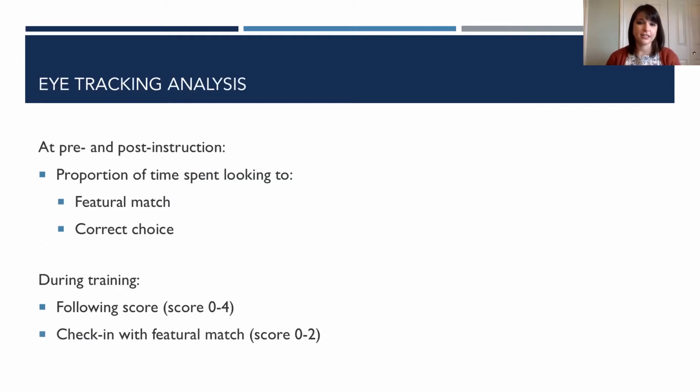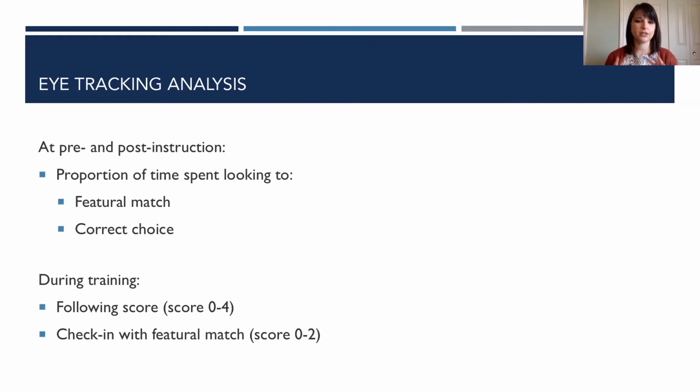So in our eye tracking analyses, we focused on a few different measures. At pre and post instruction, we focus on proportion of time spent looking to two different areas of interest, two items within the scenes, that being that featural match and the correct choice. And then at training, we assess visual attention in two different ways. First, because previous work suggests that gesture helps children follow along with verbal instruction and synchronize their visual attention to the physical stimuli.